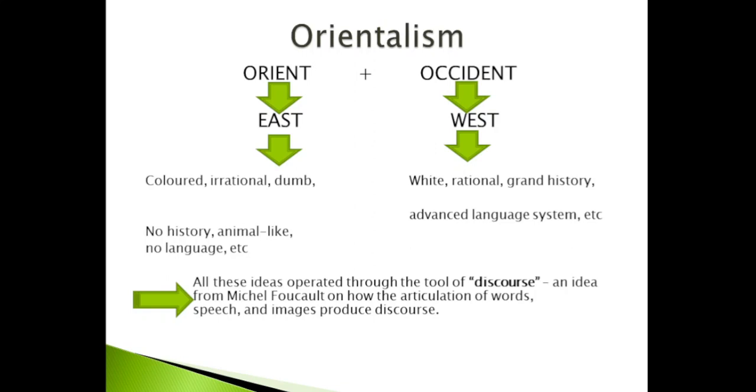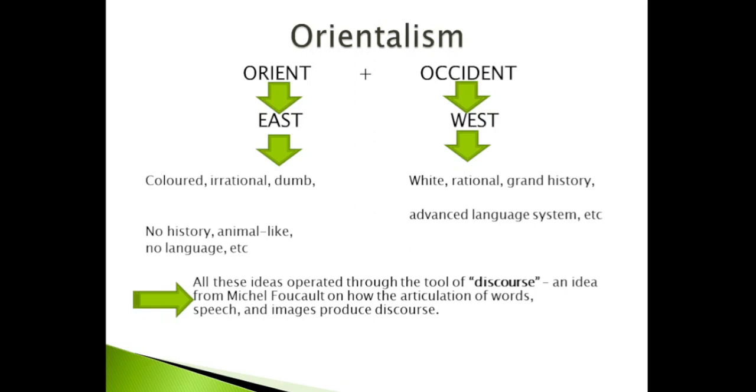So, summarizing, Orientalism talks about the world being divided into binary opposites: Orients versus the Occidents. Orients were the East, Occidents were the West. The Orients were portrayed as colored, the non-whites, irrational, dumb, as if they had no history. This is mostly because most of the Oriental countries had oral history, and as if they were animal-like, as if they had no language, and so forth. And the Occidents were all which the Orients were not. They were rational, they had a grand history, they had an advanced language system, etc.